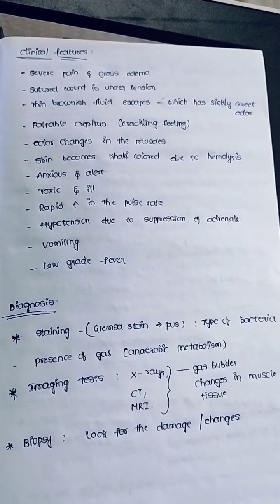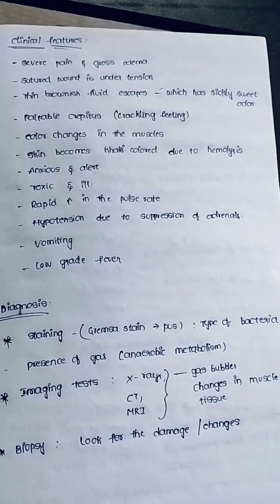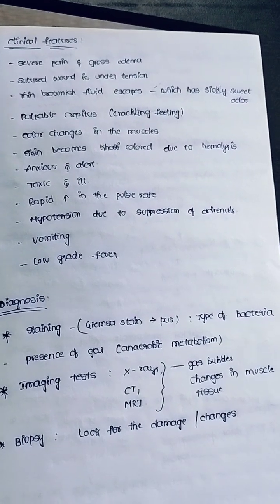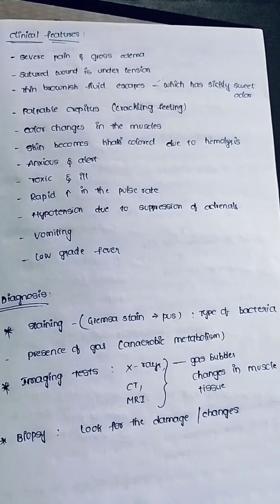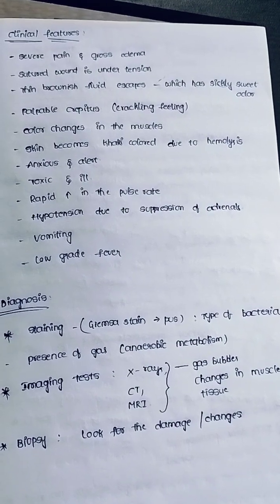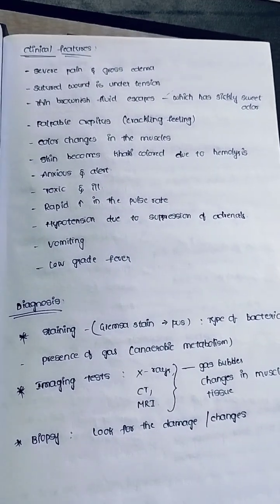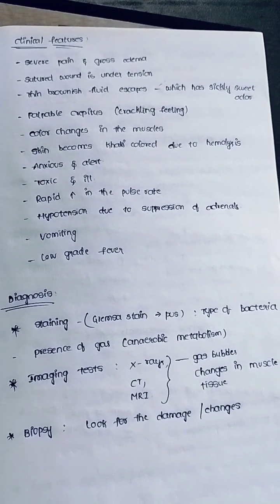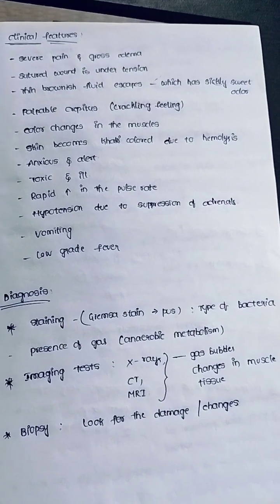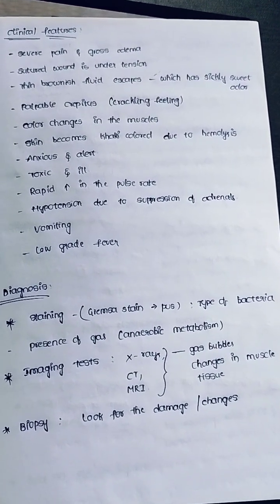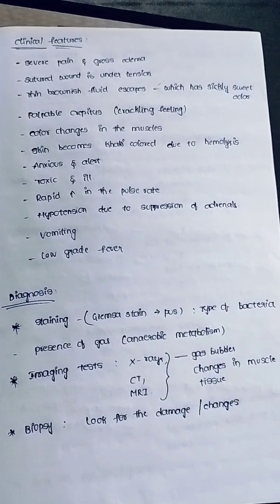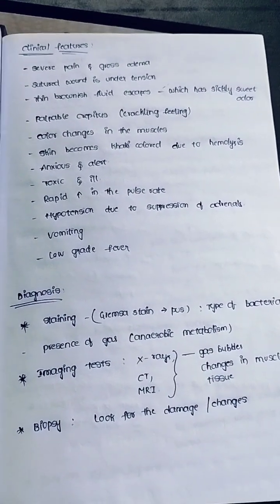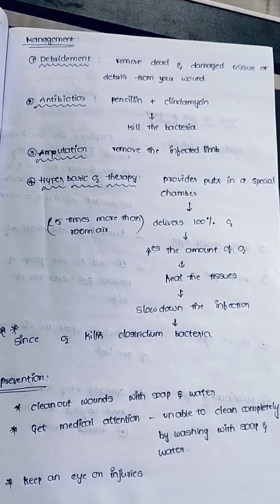And how is it diagnosed? It is diagnosed by staining, imaging tests, and biopsy. Staining using Giemsa stain tells us which type of bacteria has affected the gas gangrene, like Clostridium perfringens, Clostridium edematiens, or Clostridium histolyticum. The presence of gas also indicates anaerobic metabolism. And what imaging tests do we do? X-rays, CT scan, and MRI scan to see the gas bubbles and changes in the muscle tissue, and a biopsy is also taken for the damage of the tissue or any other changes in the tissue. This is how we diagnose gas gangrene.